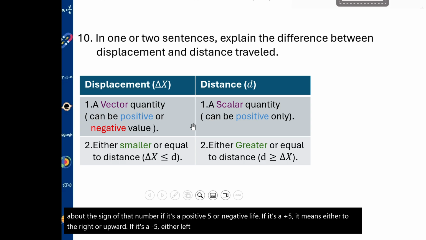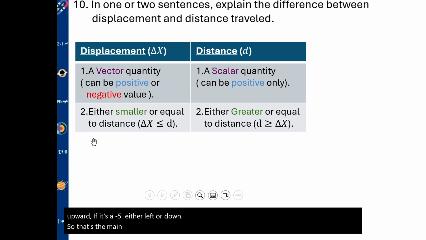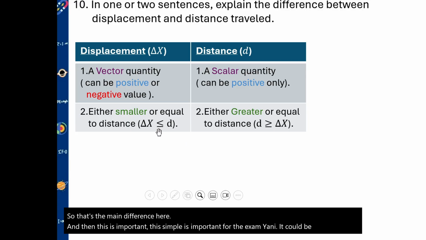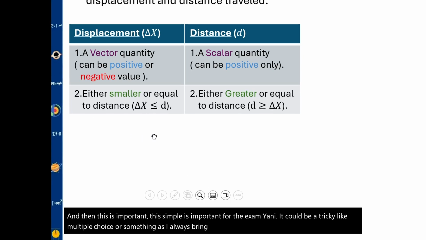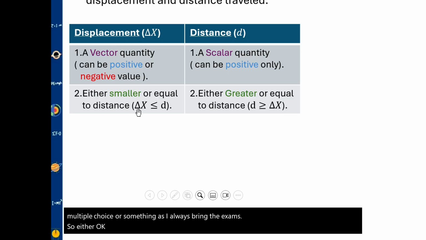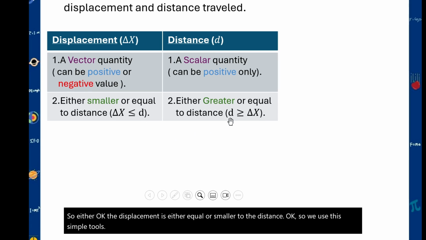So that's the main difference here. And this is important: this symbol is important for the exam. It could be a tricky multiple choice question, as I always bring in the exams. So the displacement is either equal to or smaller than the distance, and we use this symbol for it. The distance is always either equal or greater.